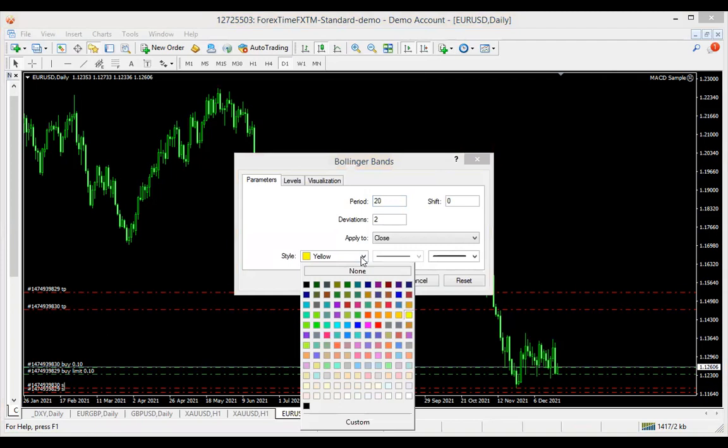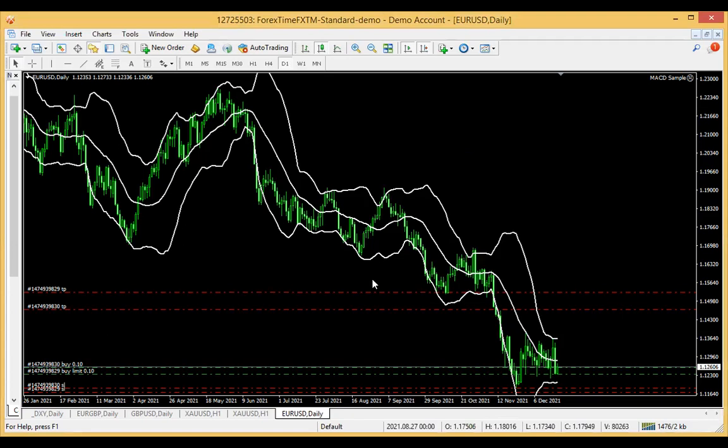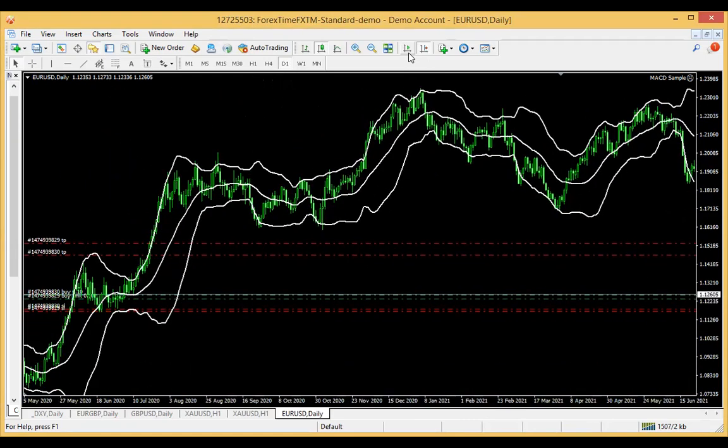Let me change my own to white. Maybe I want to make it thicker. I can make it thicker, then I click OK. Now my Bollinger Band has been set. Now, this is Bollinger Band. I'm going to scroll backward to show you what Bollinger Band does. You use the previous activities to see what Bollinger Band looks like. So once you see the current one, you can easily say, oh, this is what this thing wants to do now. Okay, let's go back to the initial stage.